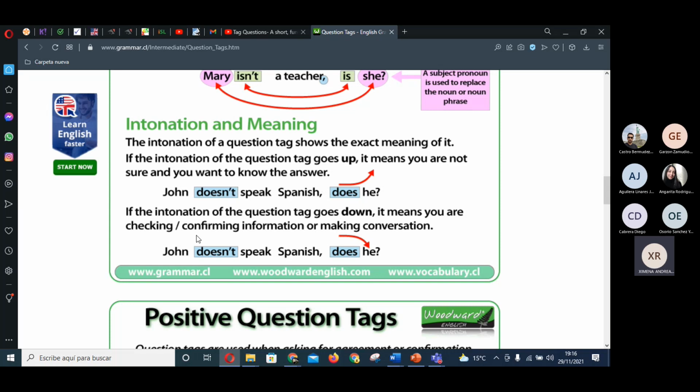Does he? Or, well, this is the same example. John doesn't speak Spanish. Does he? This is simply emphasizing on the intonation, okay?